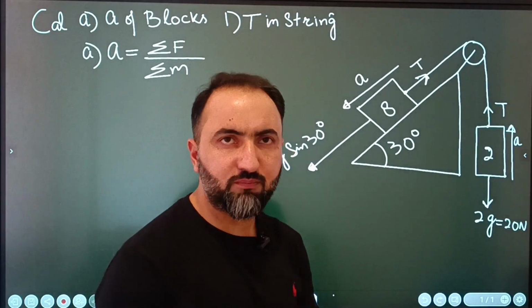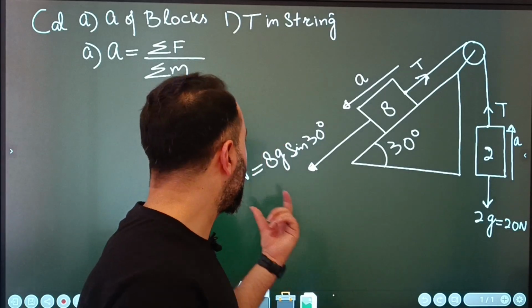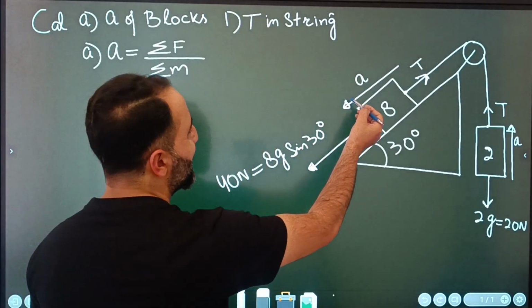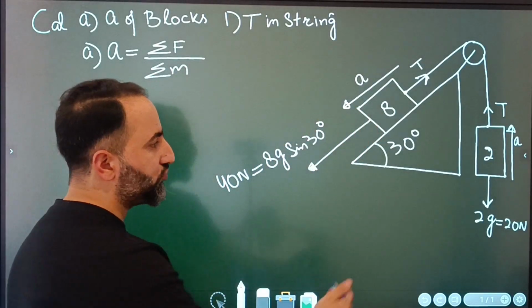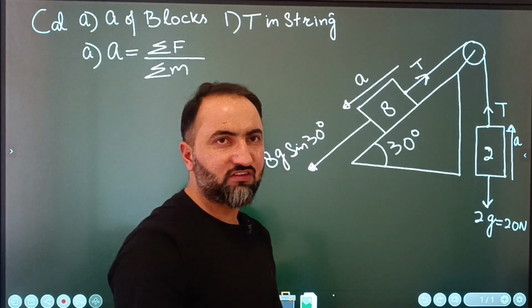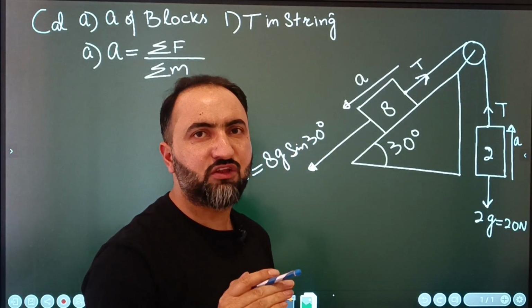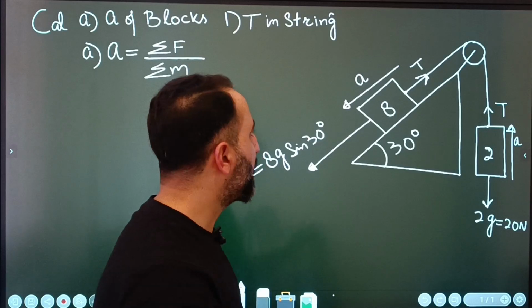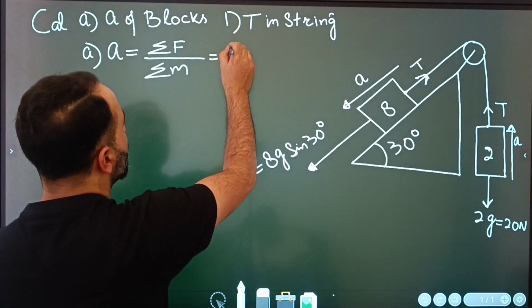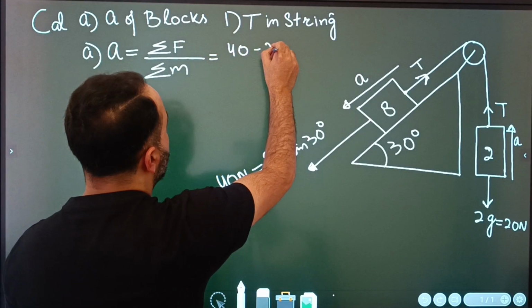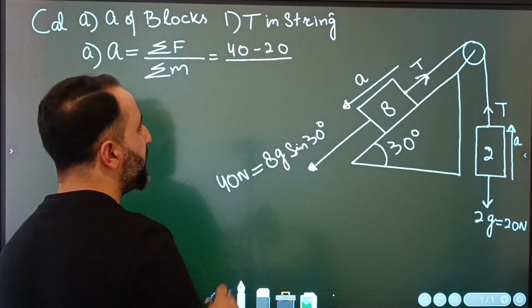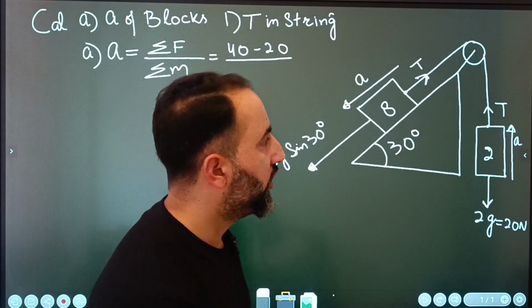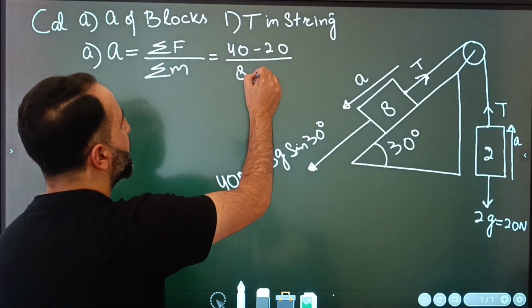Which forces will contribute to the acceleration? This 40 Newton, and another is 20 Newton. Now this 40 Newton is in the direction of acceleration, and this 20 Newton is opposite to the direction of acceleration. So what does that mean? That means 40 Newton I will take as positive, and 20 Newton I will take as negative. Okay, so it will be like this. It is 40 Newton minus 20 Newton divided by how many blocks are there? Two blocks. What is their net mass? That is 8 plus 2. So let me write it here. It is 8 plus 2.